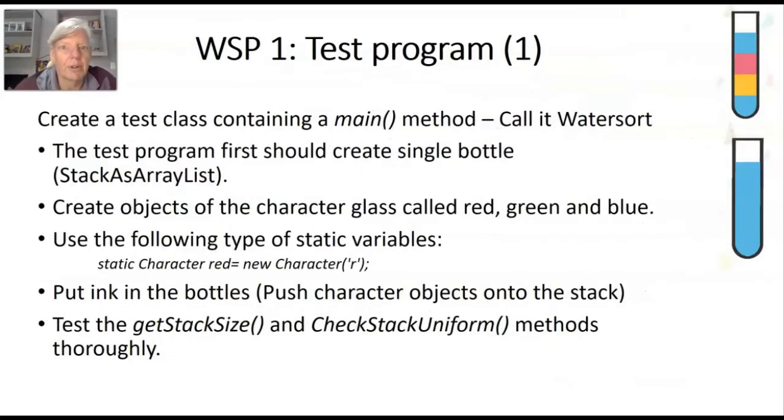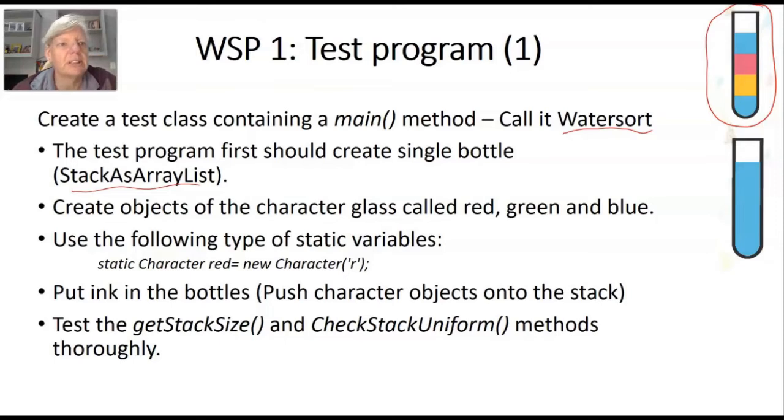Okay, and then after you've done that, you have to write a test program. Now the test program is actually the game itself. So you call it Watersort, and we are going to do a few things with the test program. We are first going to create a single bottle. So focus on a single bottle. That bottle will be empty initially. So what is a single bottle? It is one instance, one object of the stack as array list class.